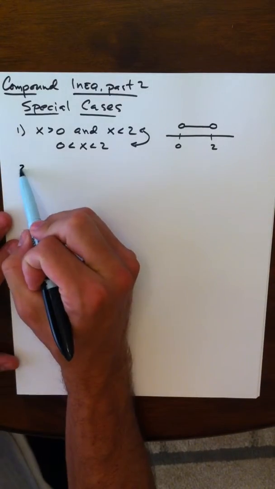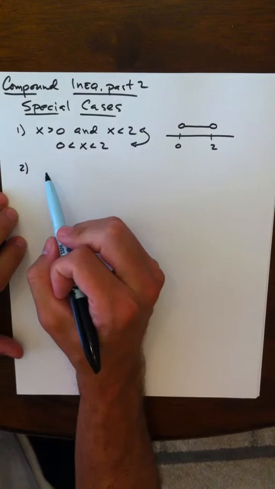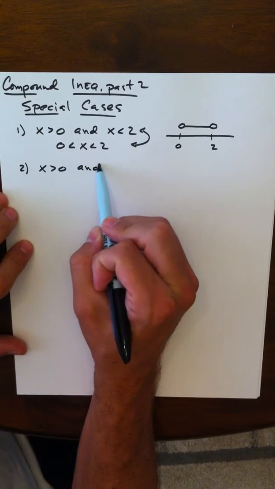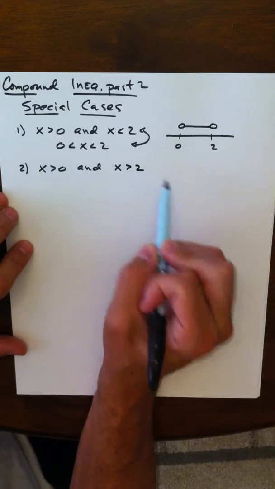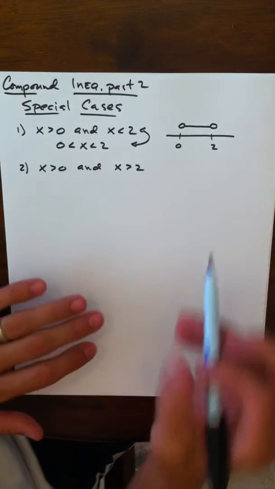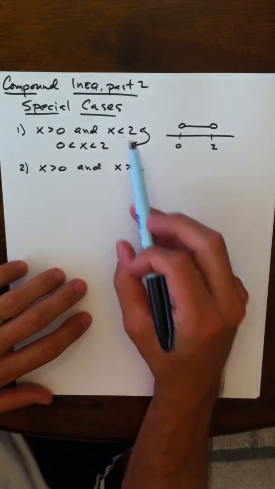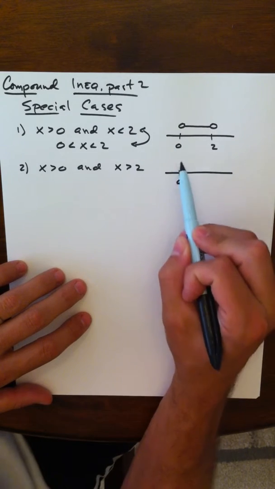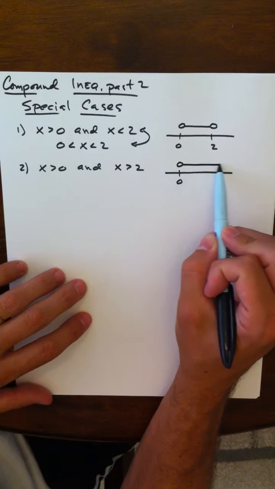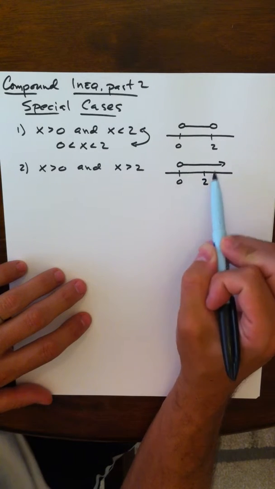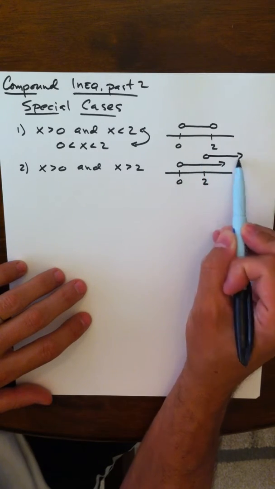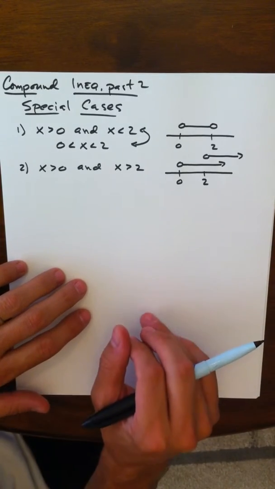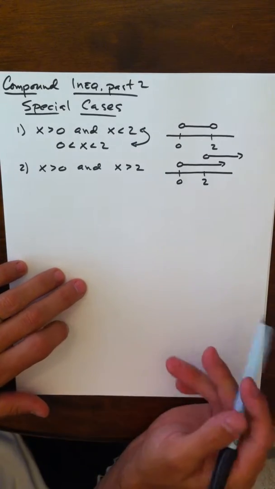So the special case would be something like this. What if I said x is greater than 0 and x is greater than 2? Well, what's so special about that? Well, it looks just like the one above, except this time if I were to graph it, x is greater than 0 looks like this, and x is greater than 2 looks like this. A little bit different. This time the arrows are going in the same direction versus towards each other.